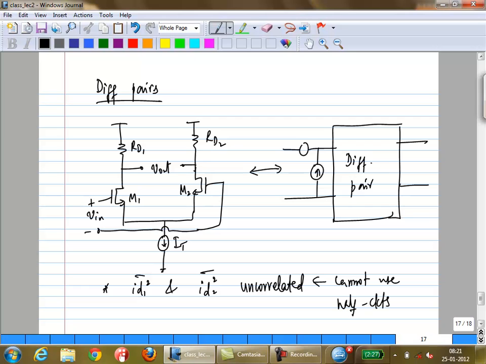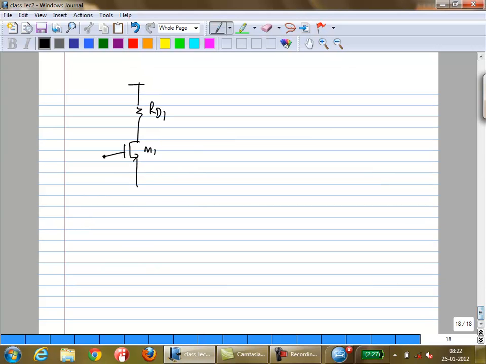This is a current source. Assume for now there's infinite output impedance. Okay. Now what else, if I want to redraw the rest of the circuit as an equivalent circuit, what can I redraw it as? Okay. 1 by GM2 plus GMBS2, right? Is that clear?